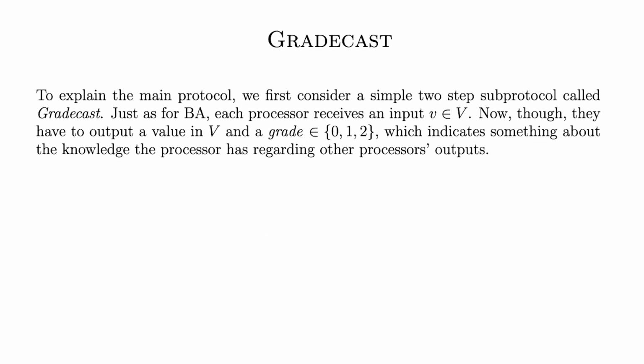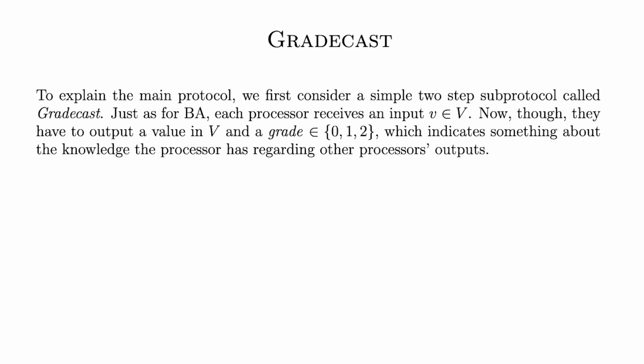With gradecast, just as for Byzantine agreement, each processor receives an input. Now they have to give an output, just as they did before, but now they also have to output a grade together with that value, a grade of either 0, 1, or 2. The grade is going to indicate something about the knowledge the processor has regarding other processors' outputs.